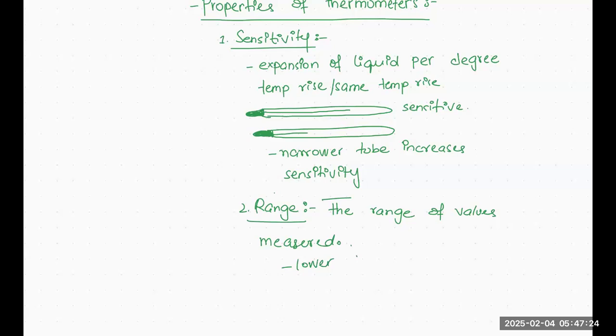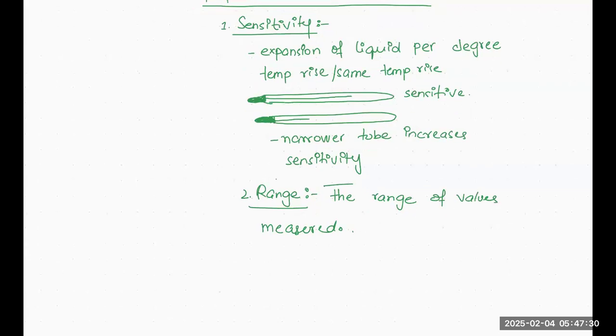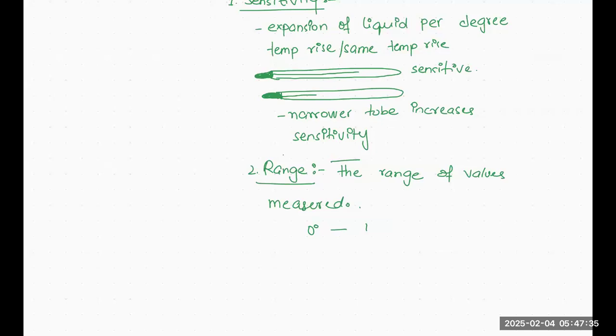But range of values is basically that you have two thermometers. One measures from 0 degree centigrade to 100 degree centigrade. This is the range of thermometer number one. Thermometer number two measures, for example, from 40 degrees centigrade to 60 degrees centigrade. So you can clearly see thermometer number one has a greater range because the lower fixed point is less and the upper fixed point is higher. So it will measure a greater range of temperature, right?